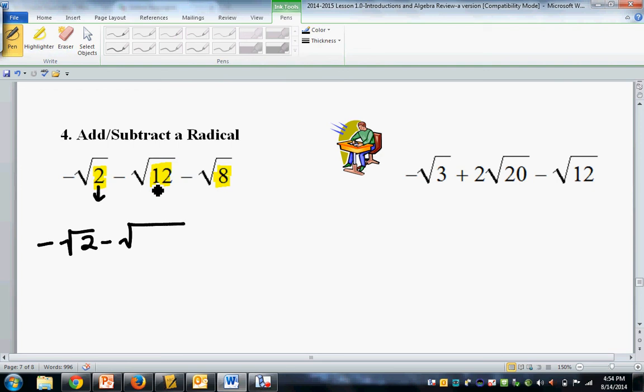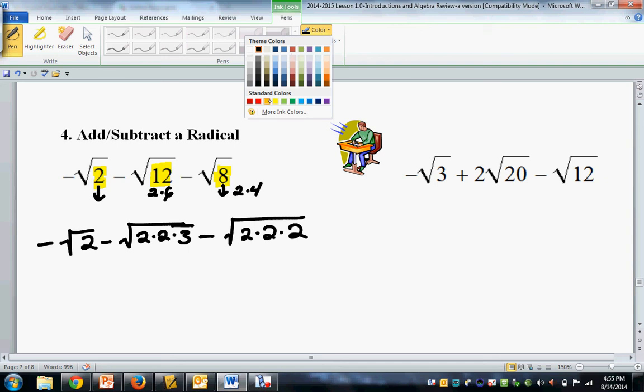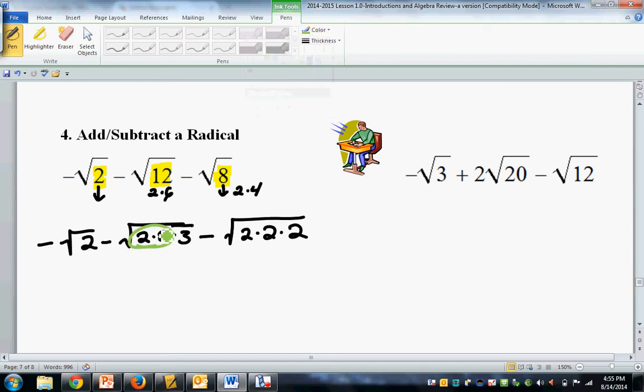This 12 here is not prime, so I'm going to break it down into prime factors. So I'm going to do 2 times 6, break it down to prime factors. So that's going to be 2 times 2 times 3. That's 2 times 6. Minus root 8, which is 2 times 4, but I'm going to prime factor it, so it's 2 times 2 times 2. All right, now I look for my dates and see what I can pull out.